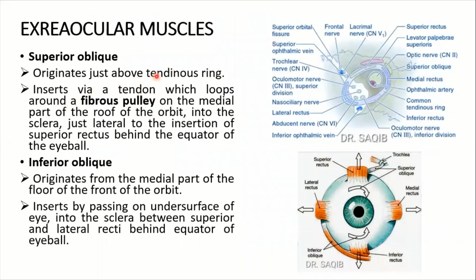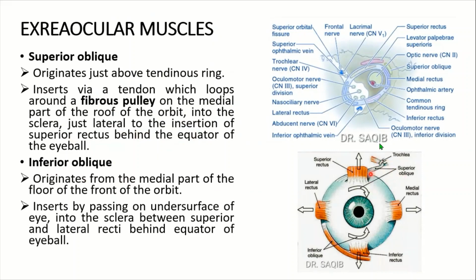Just above the tendinous ring, it originates and inserts via a tendon, which loops around a fibrous pulley on the medial part of the roof of the orbit into the sclera, just lateral to the insertion of the superior rectus, behind the equator of the eyeball. So this is the pulley.